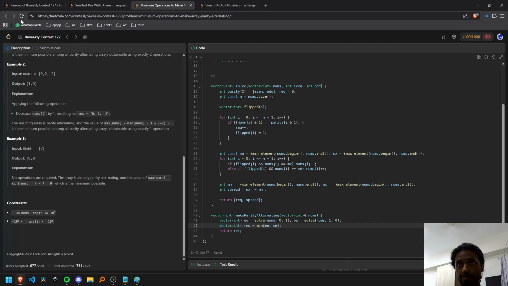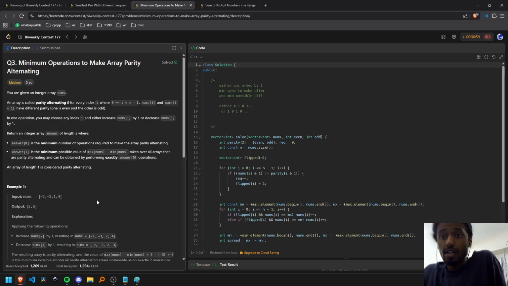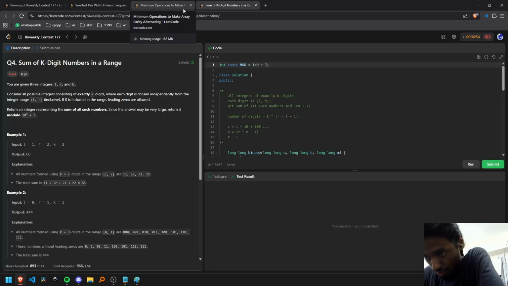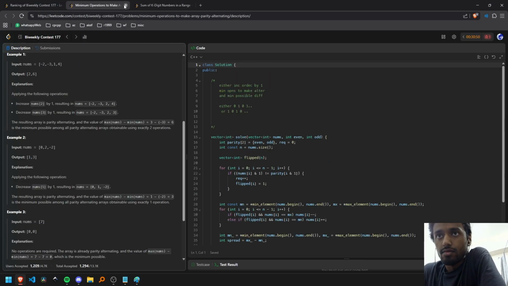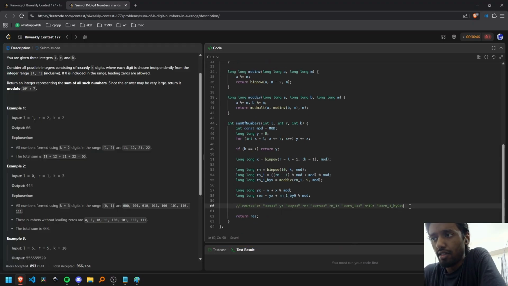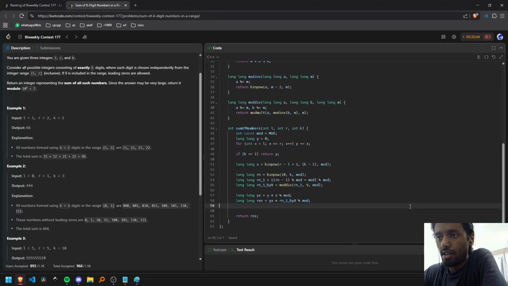This was Q3. Honestly, I found this problem more interesting than Q4. Alright, so Q4 was a cool problem, I'd say. It was mostly a math problem.